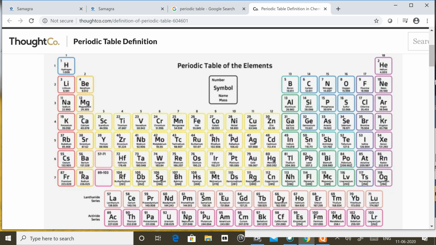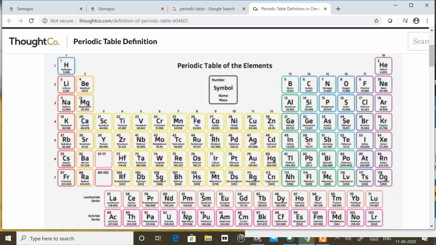And you know that there are different shells like K, L, M, N. And electrons are arranged in these shells. The first shell K contains 2 electrons. The second shell L contains 8 electrons. And the third shell M contains 18 electrons. And the fourth shell N contains 32 electrons.